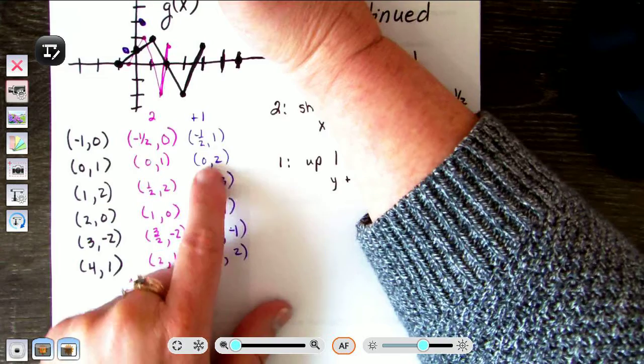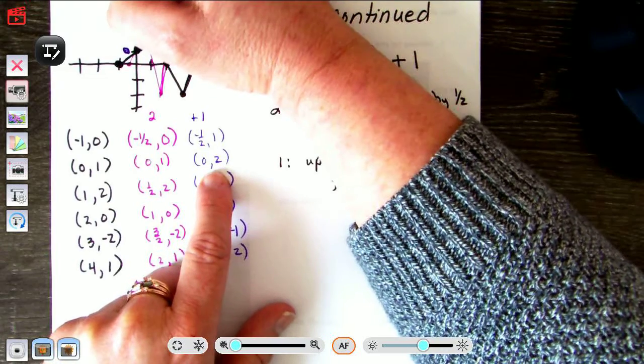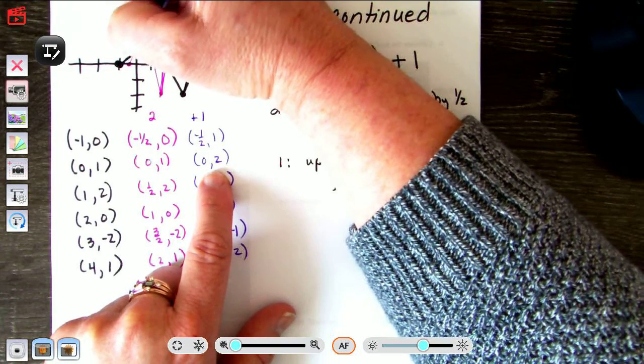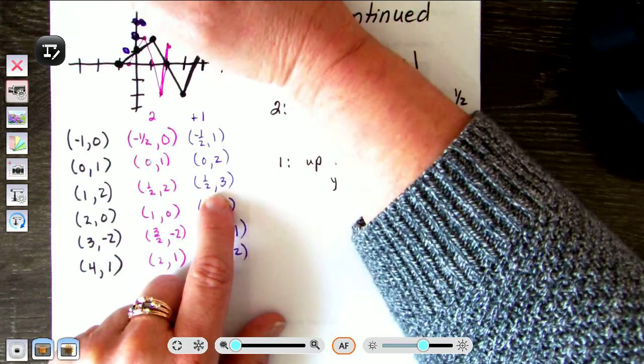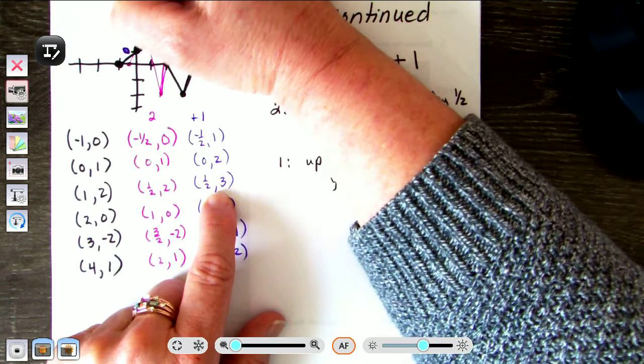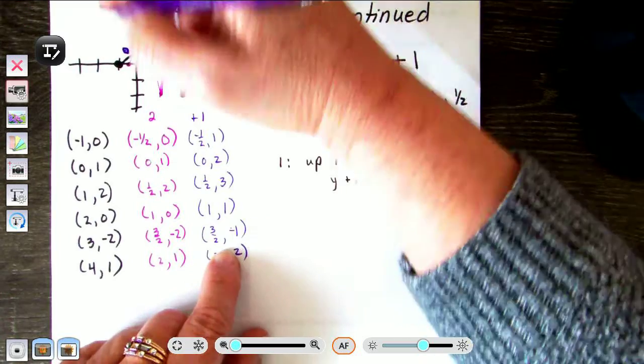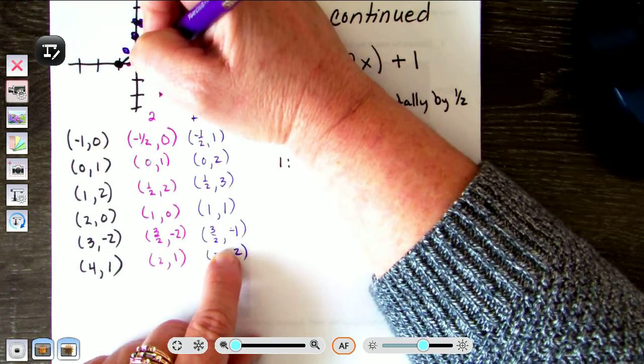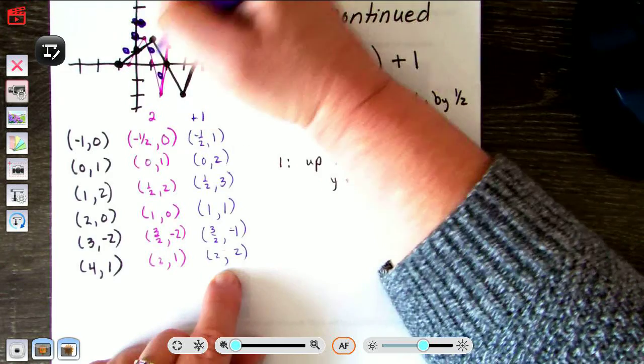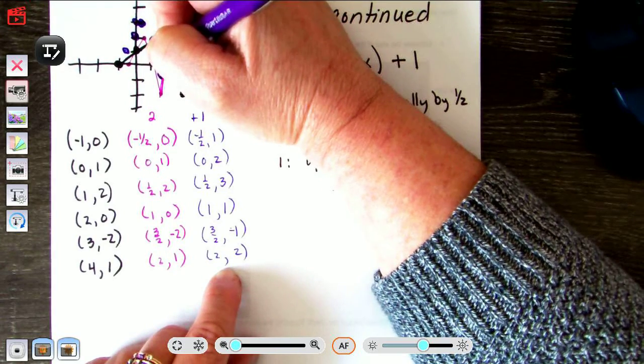Let's see, that's 0. Whoops, 0, 2. I can't add here. 1 half, 3. There we go. Half, 3. 1, 1. 3 halves, which is 1 1/2, negative 1. And 2, 2.